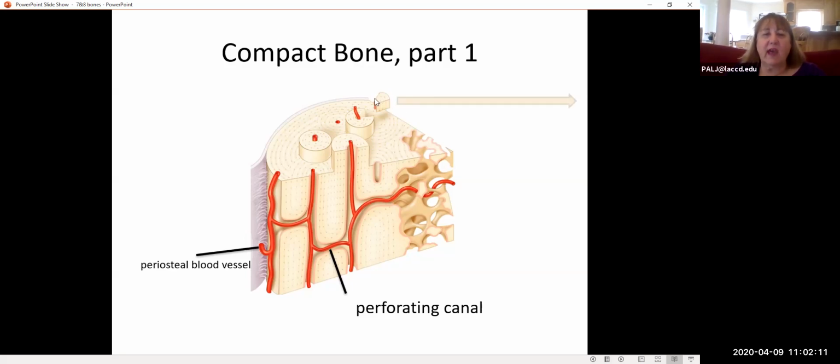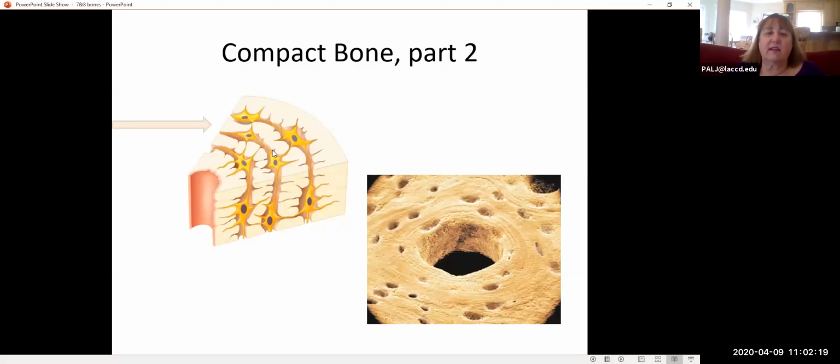Now let's look at one osteon up close. So we are going to take a wedge of one osteon, and it would look like this picture. In the drawing on the upper left, this pinkish area is where the central canal would be, containing the blood vessels and nerves. And then this shows 1, 2, 3, 4 concentric lamellae.